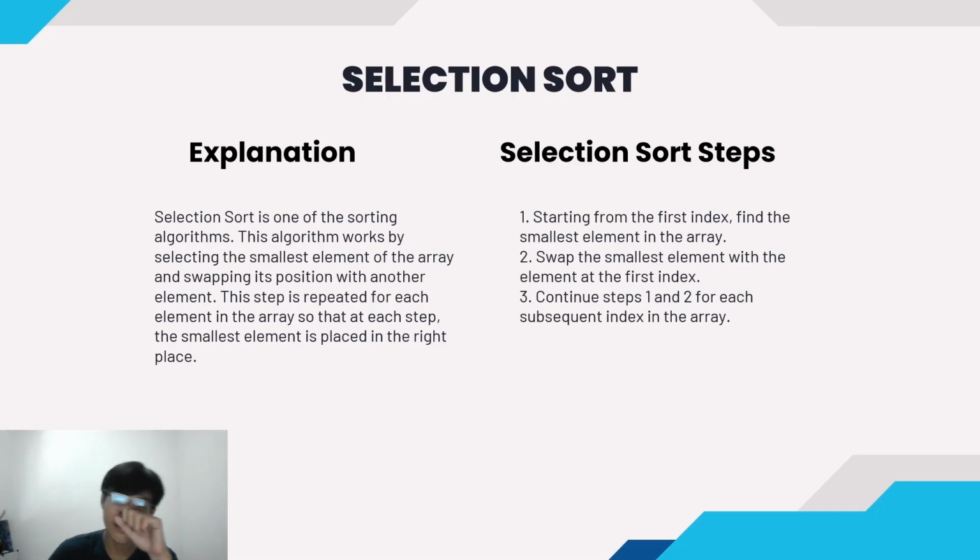Now, here are the steps of selection sort. The first is, starting from the first index, find the smallest element in the array. Second, swap the smallest element with the element at the first index. And the last is to continue steps 1 and 2 for each subsequent index in the array.